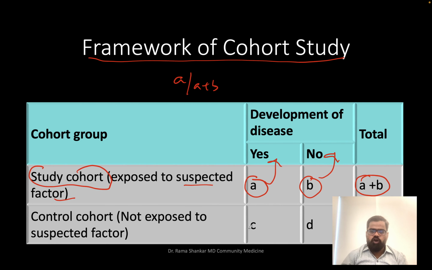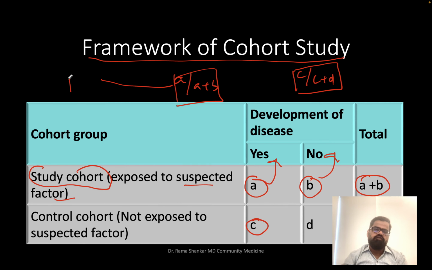Now if I ask you how many people developed disease in the control cohort, the control cohort total is C plus D, and in that C developed disease. So if I ask you how many people developed disease in the control cohort, which was not exposed to any risk factor, you will say C divided by C plus D. So students, when you are doing this, which doesn't require any formula, what have you calculated? You have calculated, indirectly, incidence.